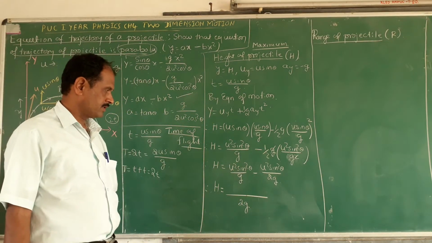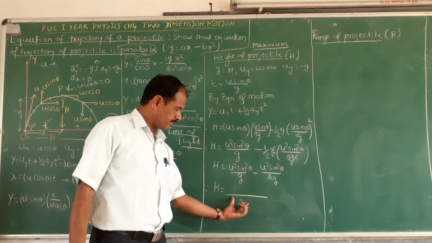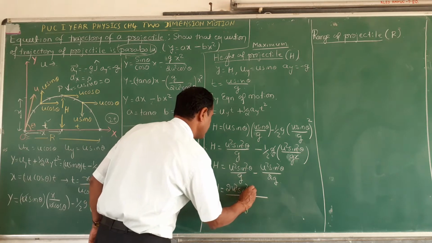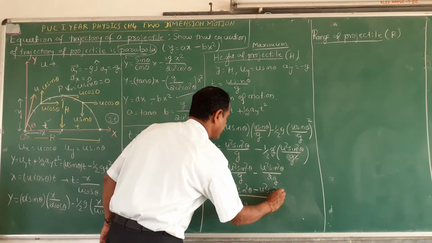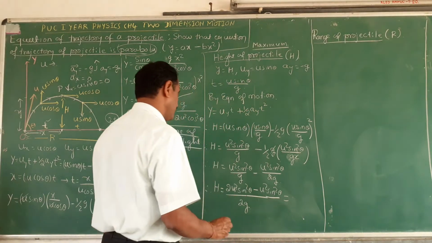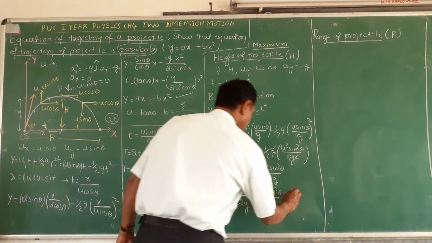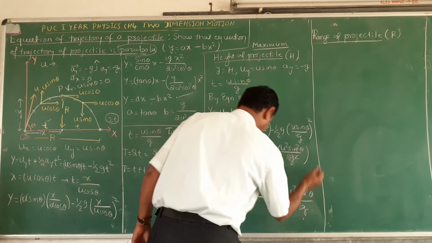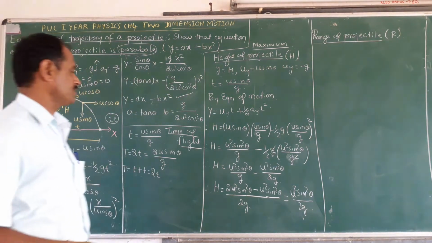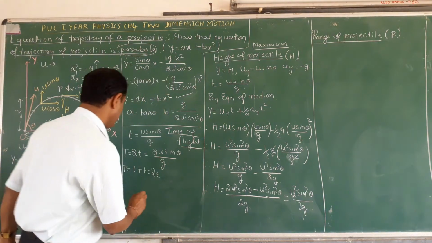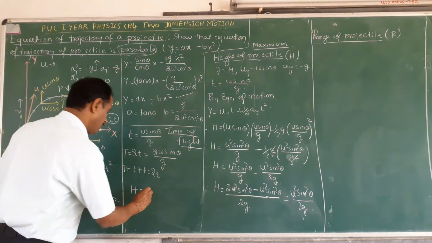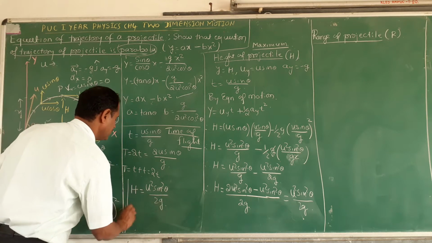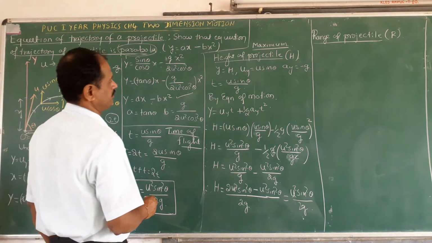Therefore h is equal to, 2g is the LCM. You have to take the LCM 2g. Now you multiply by 2: 2 u square sin square theta minus u square sin square theta. Finally, what did you get here? One u square sin square theta is gone. Now here u square sin square theta upon 2g. What is the expression for the height of the projectile? Finally, h is equal to u square sin square theta upon 2g. This is the expression for the height of the projectile.